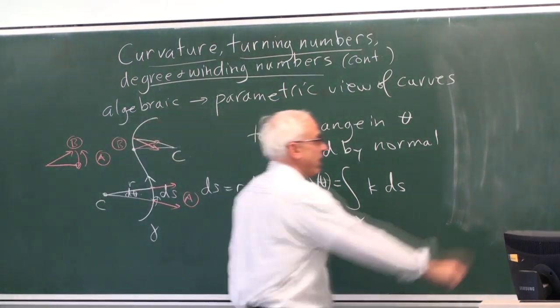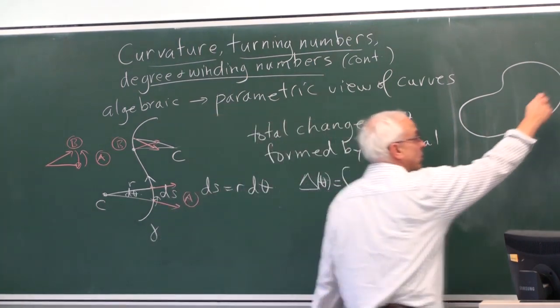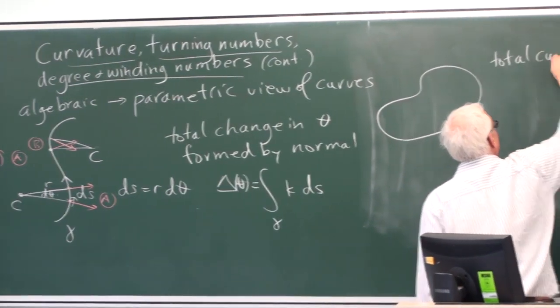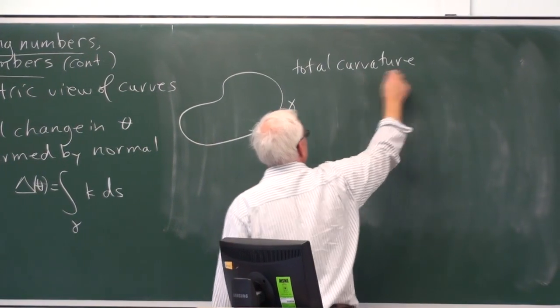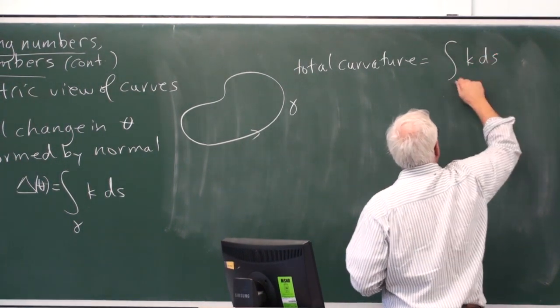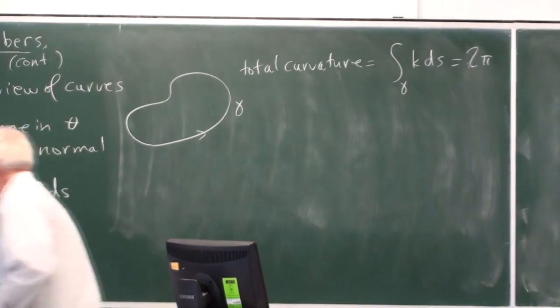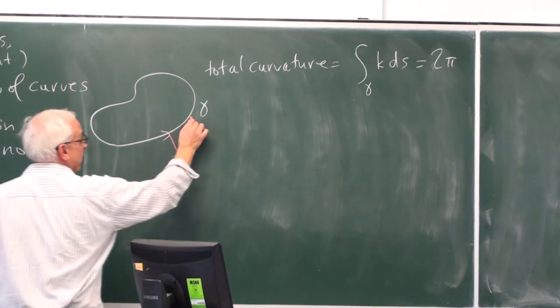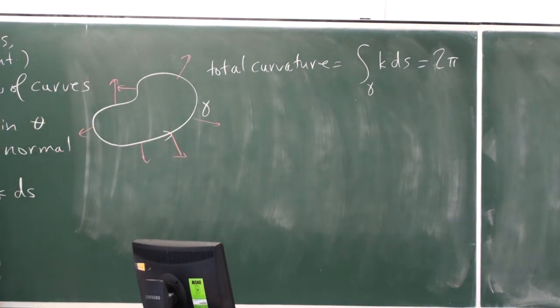So in particular, if we have a closed loop that goes around positively like this, then we expect that the total curvature for this curve gamma will be the integral of k ds over all of gamma, and that's going to be 2 pi, because the normal goes all the way around in its direction, perhaps forwards and backwards, but ultimately by the time we get back to where we started, the normal has gone once around, so for a total change in the angle of 2 pi.